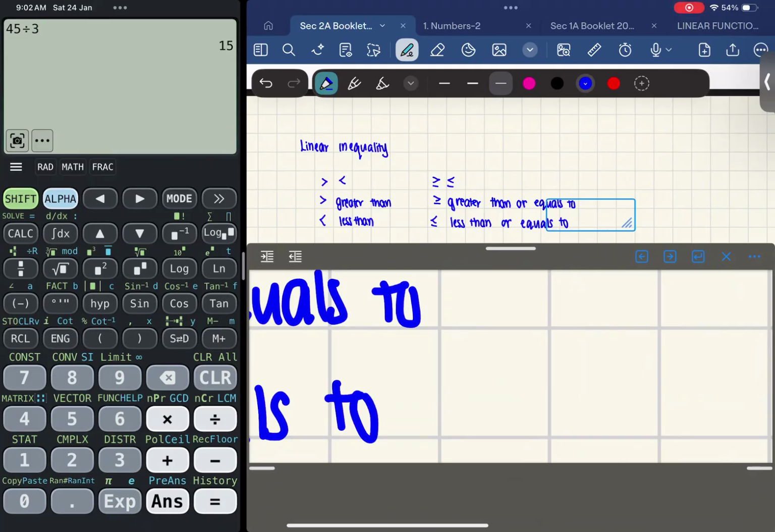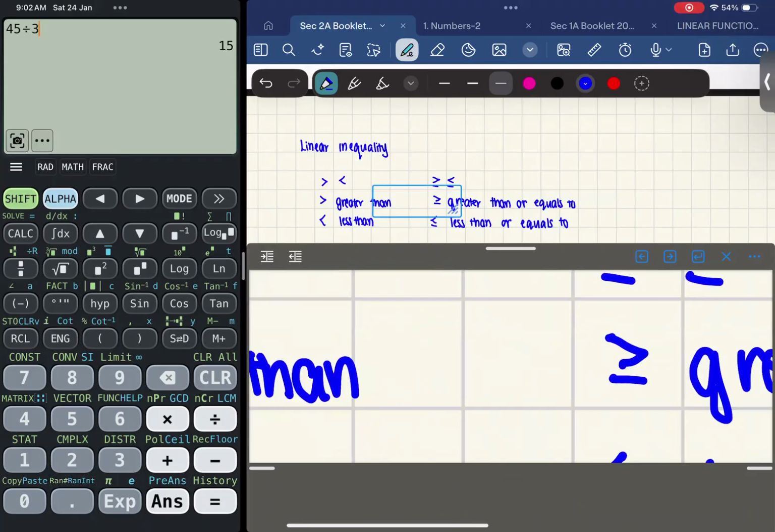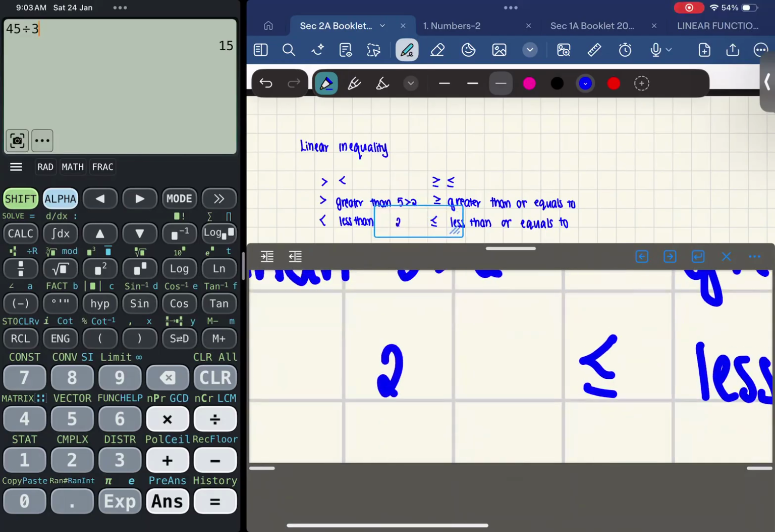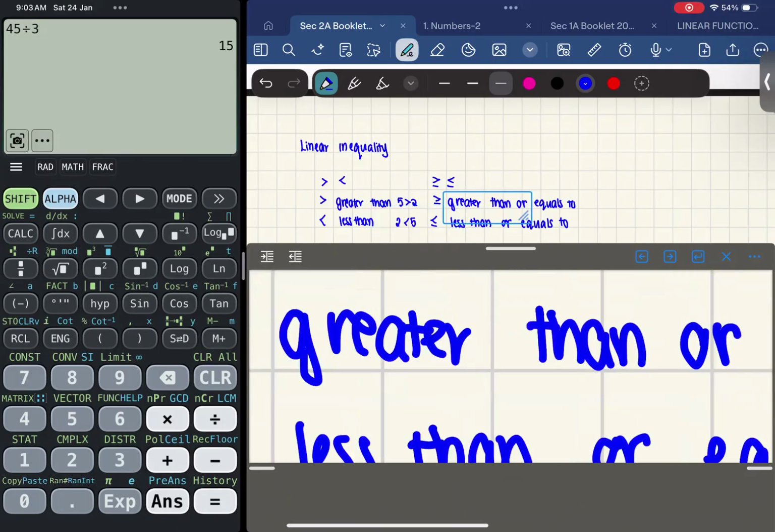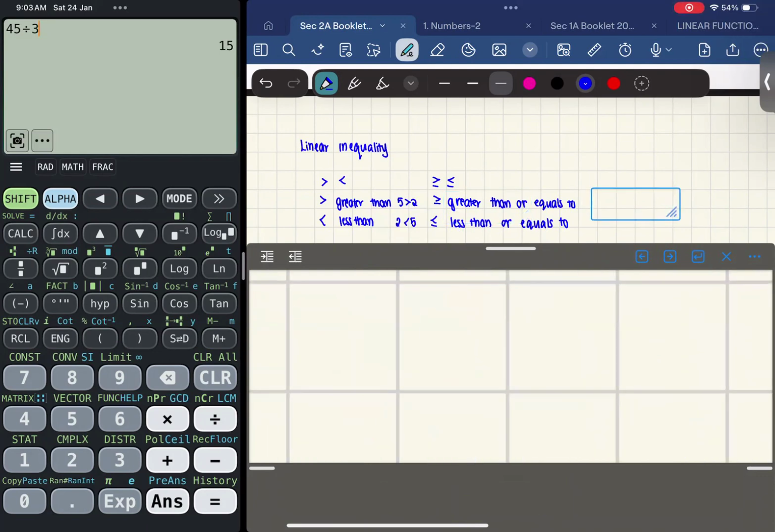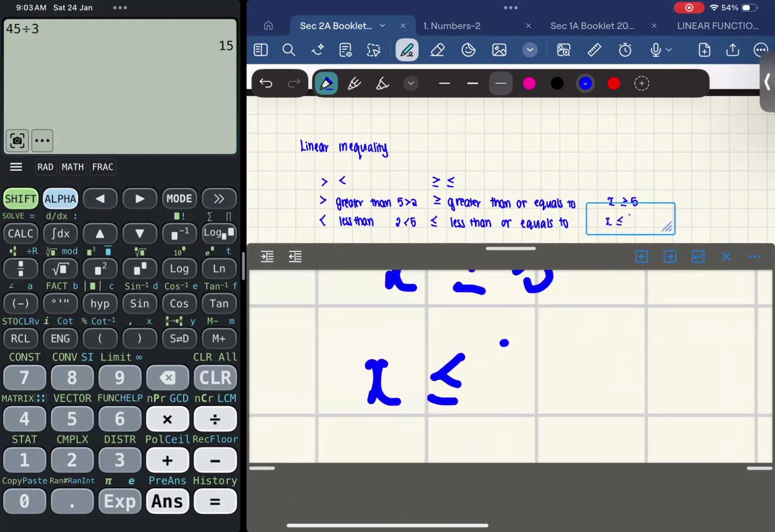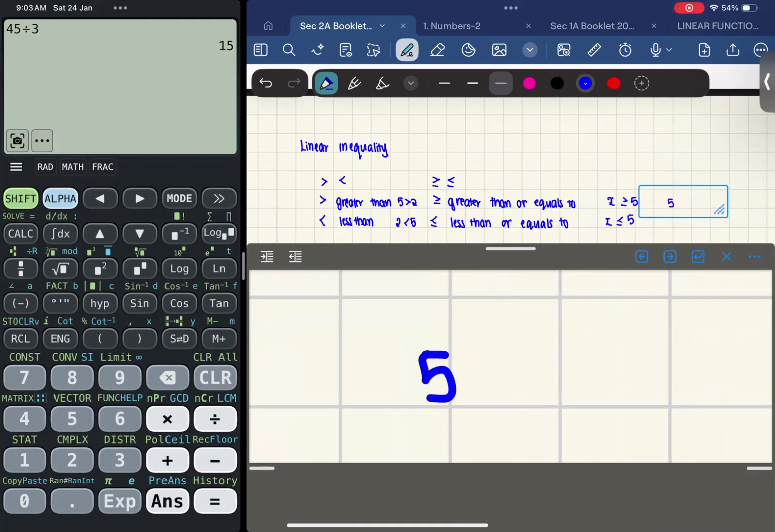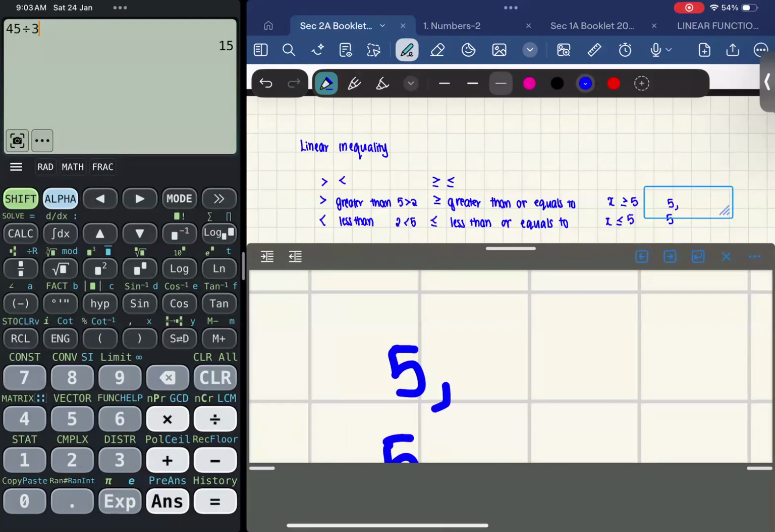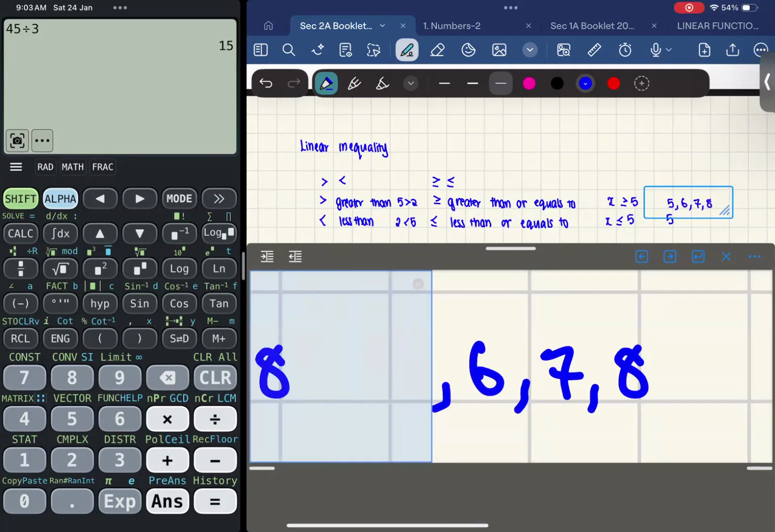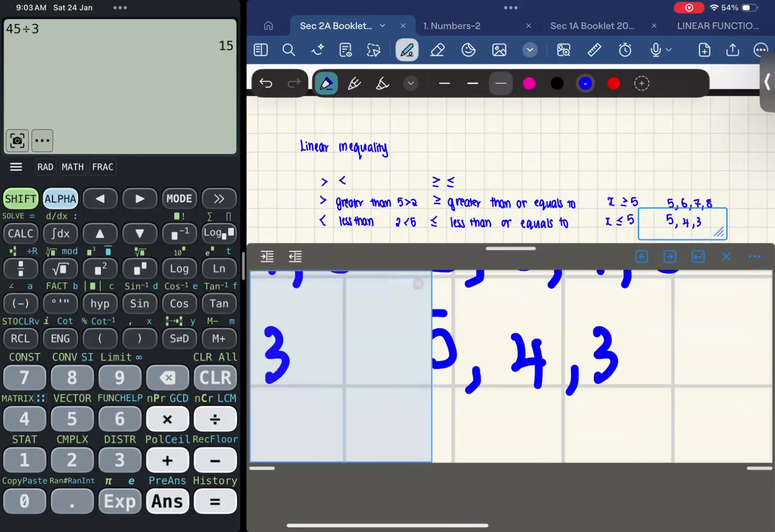So for example, the greater than is very strict, so it's definitely more straightforward. 5 is greater than 2. 2 is less than 5. But if you have greater or equals to, it means you have to include the number itself. So for example, x is greater than or equals to 5, x is less than or equals to 5. Here the 5 is included. So we have 5, 6, 7, 8. This one has 5, 4, 3, 2 included.